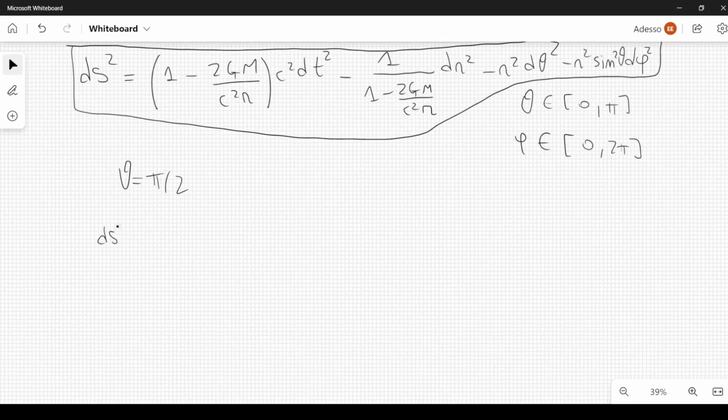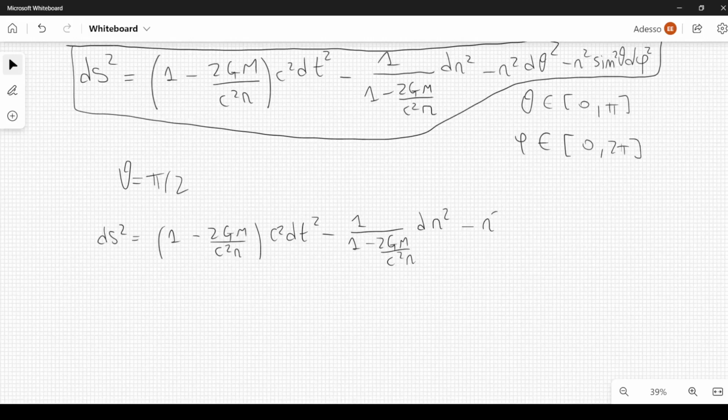So we have ds squared equal to 1 minus 2GM divided by c squared r, c squared dt squared minus 1 over 1 minus 2GM over c squared r, dr squared minus r squared d phi squared, like this, because the sine squared of theta is equal to 1 in this case. And this can be set equal to c squared d tau squared.